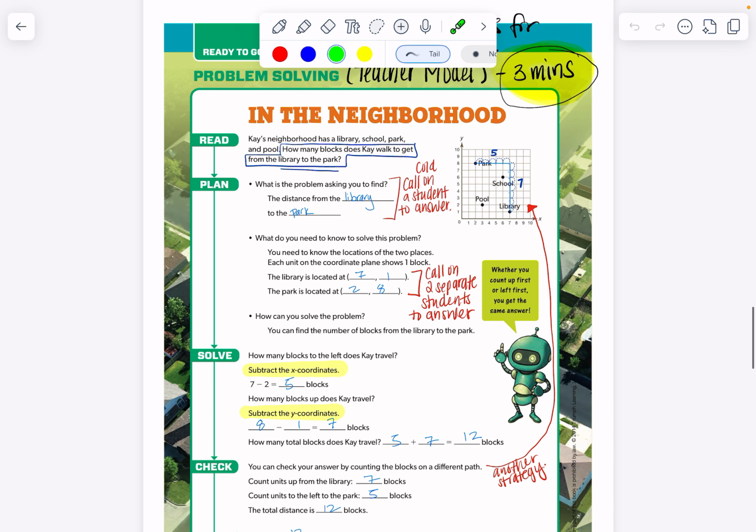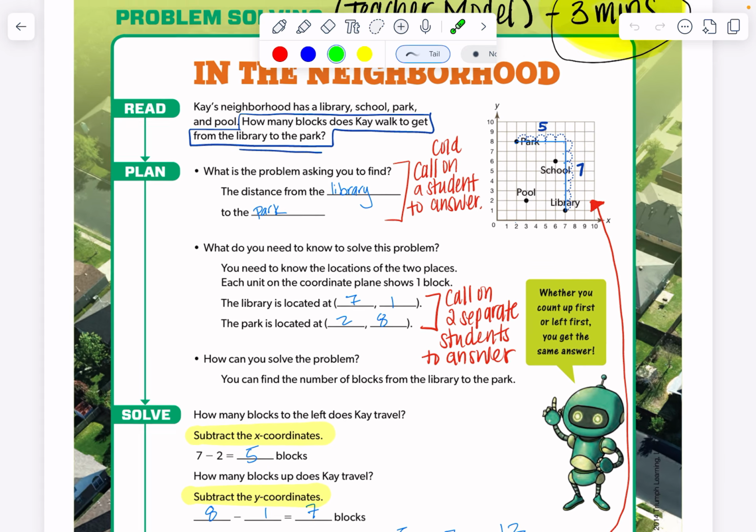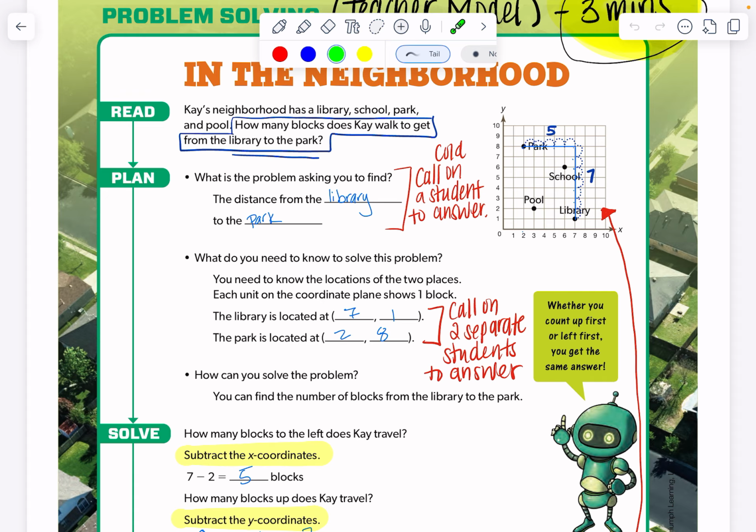However, you are showing them that once they can have multiple points on a coordinate grid, they will use the grid to find the distance between 2 or 3 of those points. So, for example, it says K's neighborhood has a library, school, park, and pool. How many blocks does K walk to get from the library to the park? It is going to be very important that students use some sort of annotation process to track what the question is asking them to do, right?